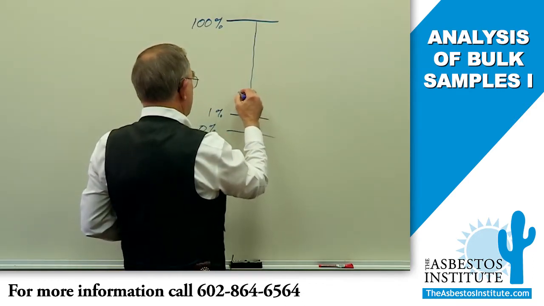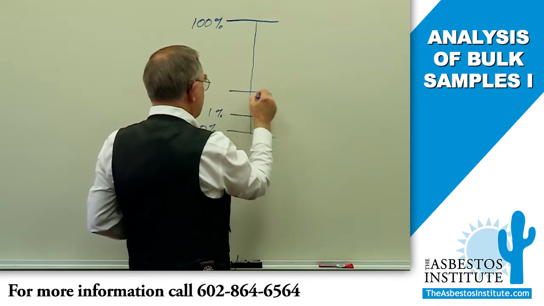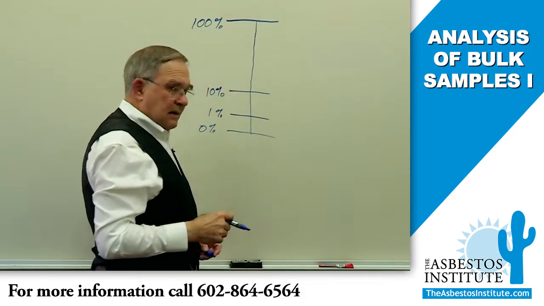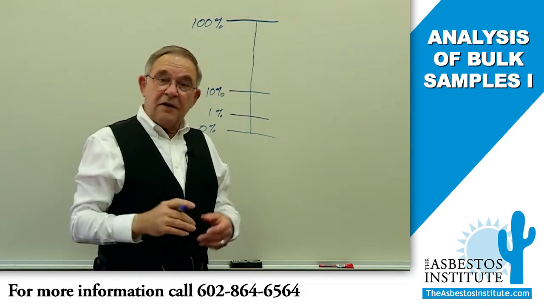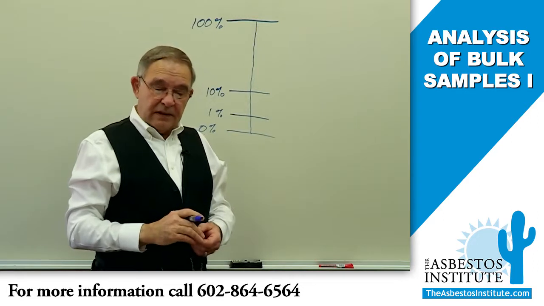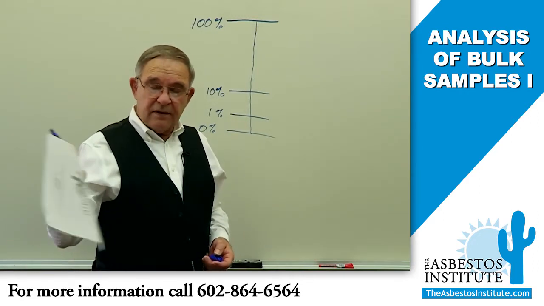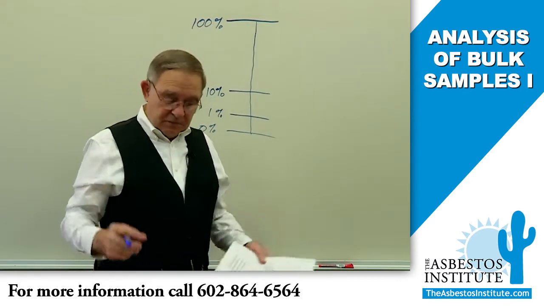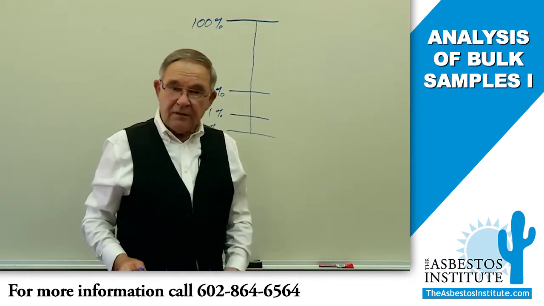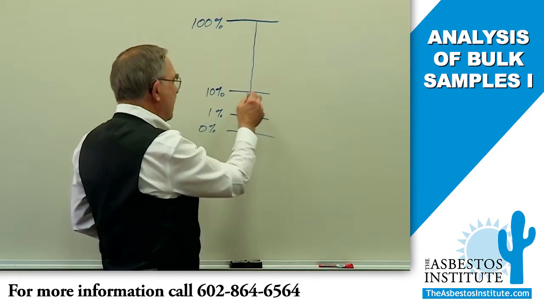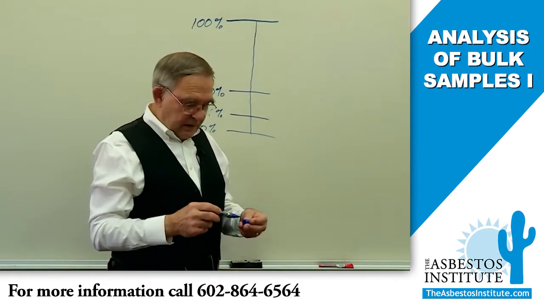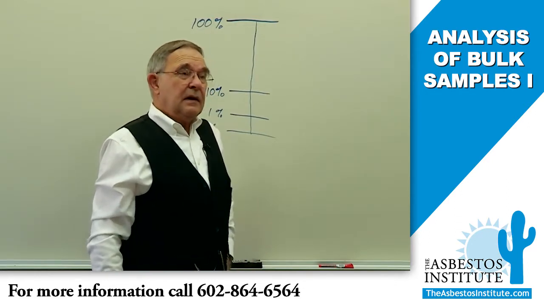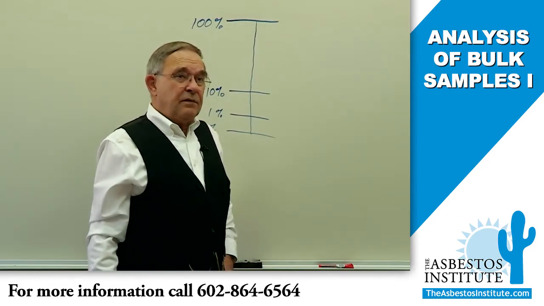Then there is another threshold right here, we'll say 10%. And that's the limit of accuracy of PLM visual estimation, the analytical method that this regulation, AHERA, gives us to use in the regulation itself as a minimum procedure. PLM visual estimation is only accurate down to 10%. At 10% and above, it's pretty accurate, and it'll give us the information that's required.